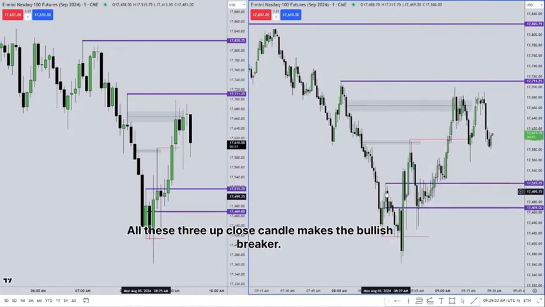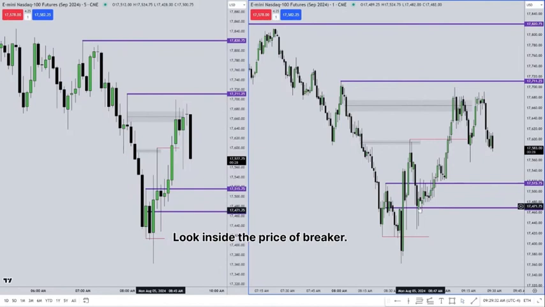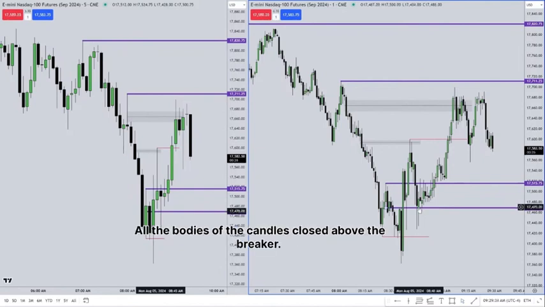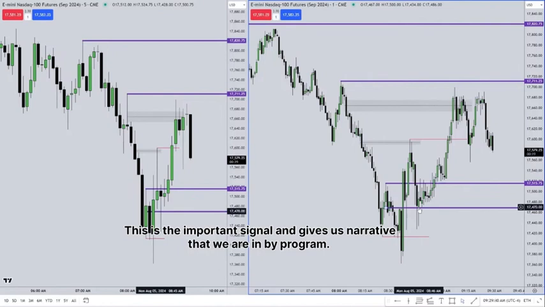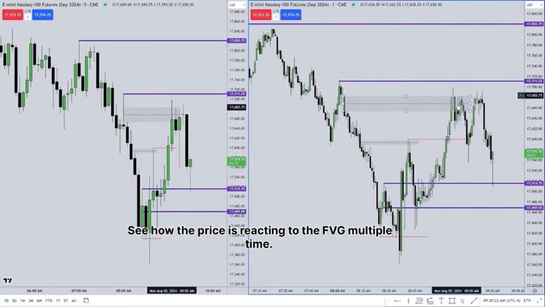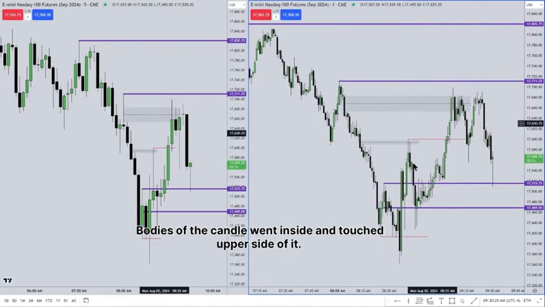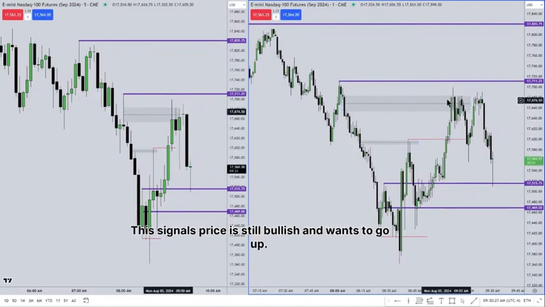All these 3 up-close candles make the bullish breaker, and most reaction can be expected from the top of the candle. Look inside the price of the breaker. All the bodies of the candles closed above the breaker. This is the important signal and gives us the narrative that we are in a buy program. See how the price is reacting to the FVG. Multiple times the bodies of the candles went inside and touched the upper side of it. This signals price is still bullish and wants to go up.